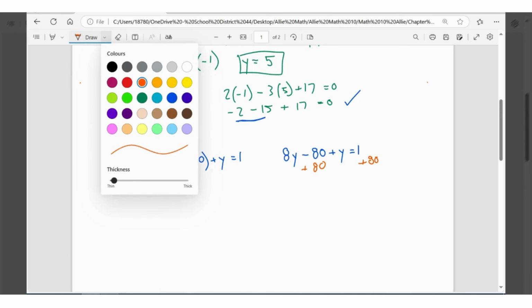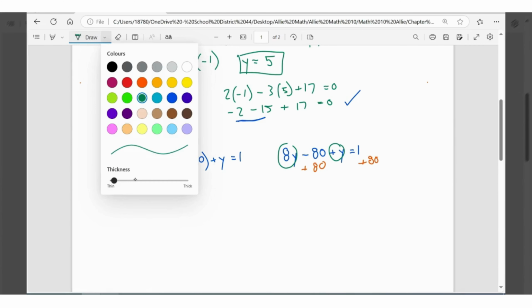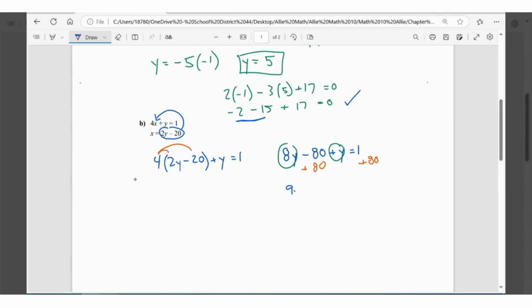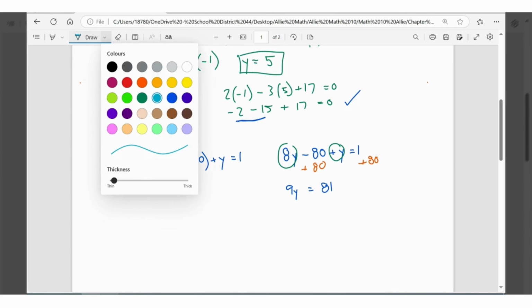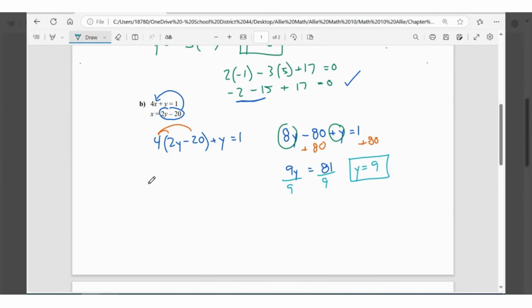And let's combine our like terms. We got an 8y and a y. And we get 9y, that's 8y plus 1y, equals, we're adding 80 to each side, so 81. And then we can divide by 9 to get the y by itself, and y equals 9. 81 divided by 9 is 9. Okay, beautiful. And now we can solve, I suppose, using either of them.